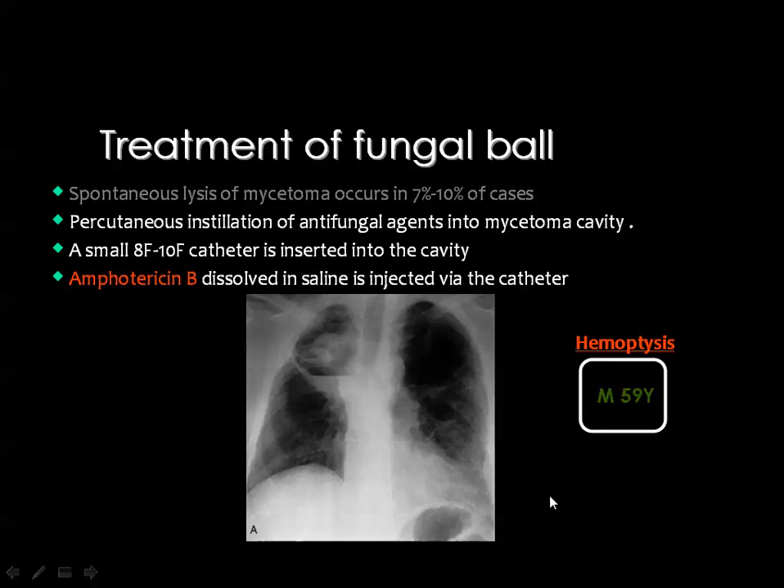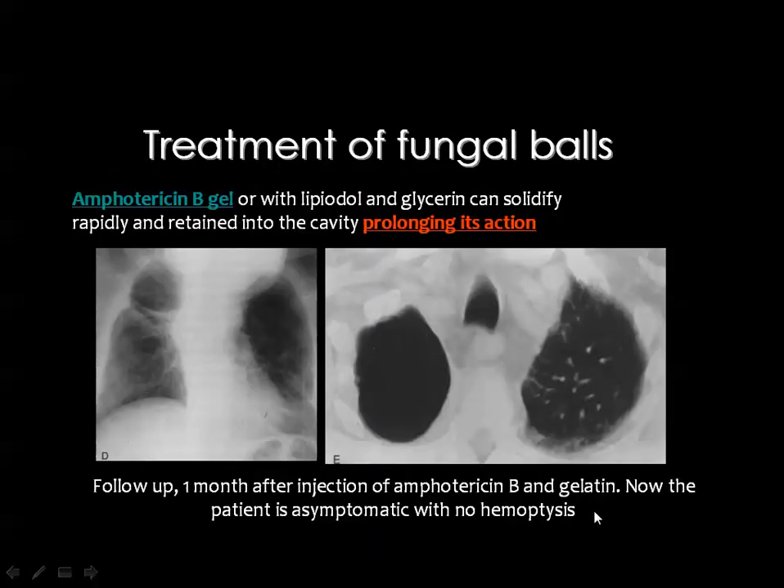And one of these techniques to kill the fungus is to inject an antifungal drug inside the cavity several times or on several settings in order to ensure adequate killing of the fungus itself. The drug is known as amphotericin B, dissolved in saline and injected through a fine catheter introduced inside the cavity where the fungal ball is present.